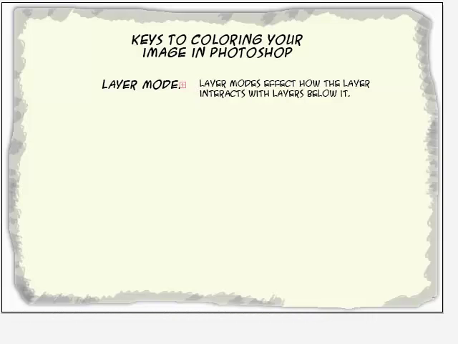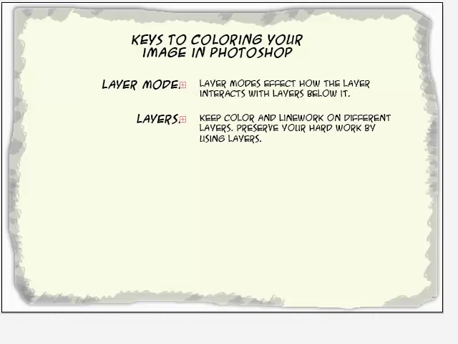The next key to coloring your image in Photoshop is layers, keeping your color and your line work on different layers. You can also preserve your hard work by using layers to separate different things you're working on at different times. This way you don't wind up drawing over something you did earlier that went well and ruining it potentially.